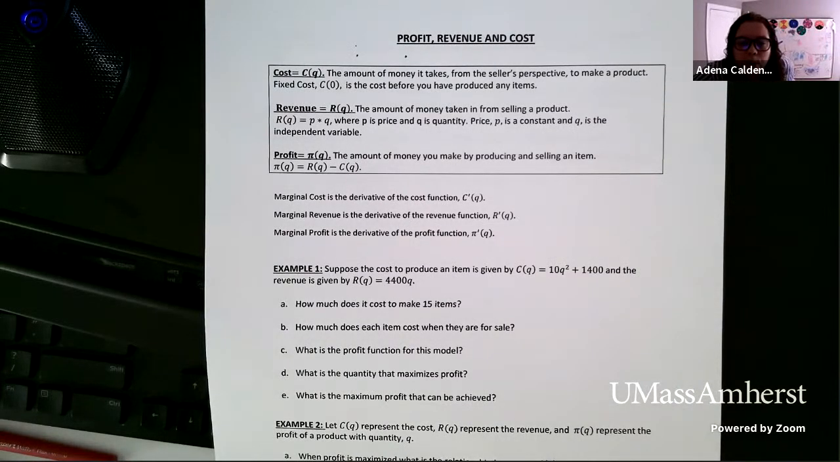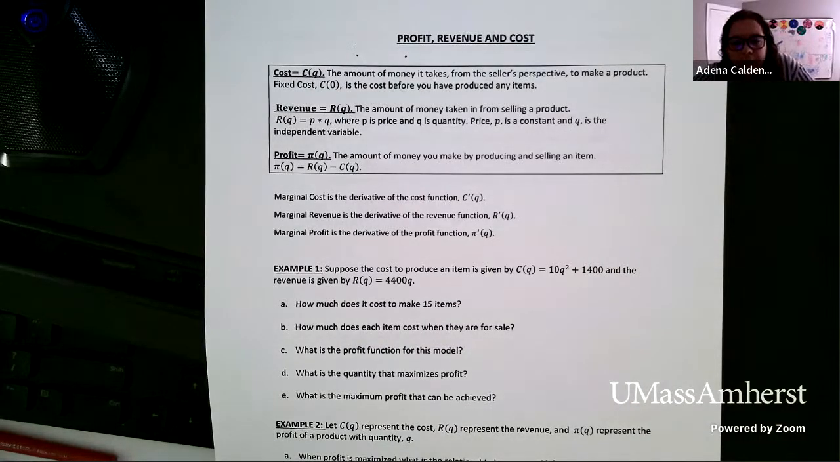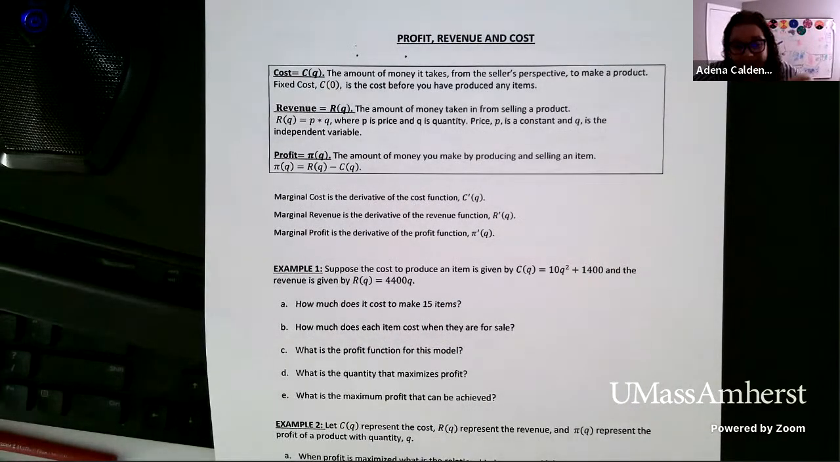We also have revenue. Revenue is the amount of money that you take in from selling your product. The way we structure this formula is price times quantity, where the price is what you are selling it for, and Q is the quantity, the number of items you sell. So P is a constant in this formula, and Q is the variable. And then profit, the tie-in of these two, is the amount of money you make by producing and selling an item. You take your revenue, which is all the money you got from selling your item, and subtract off the cost, which is how much it costs you to make the item, and that gives you your profit. Okay, so that was back from chapter 1.